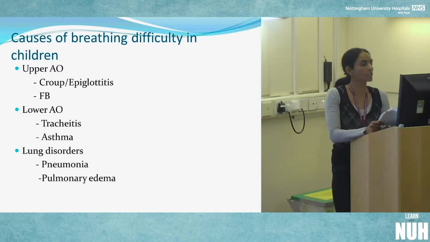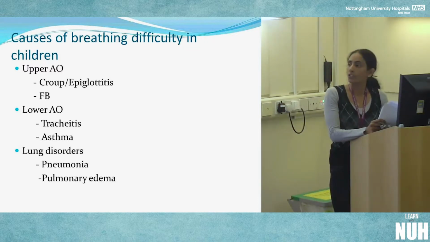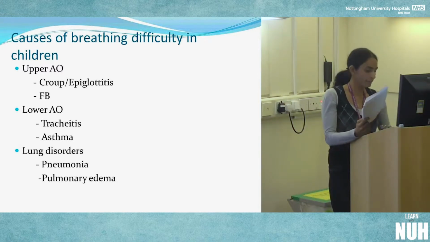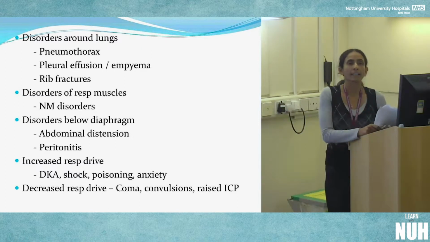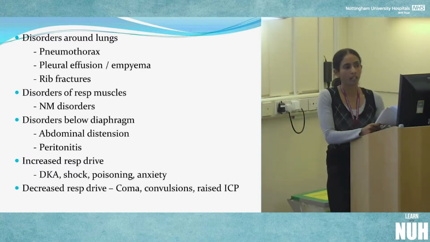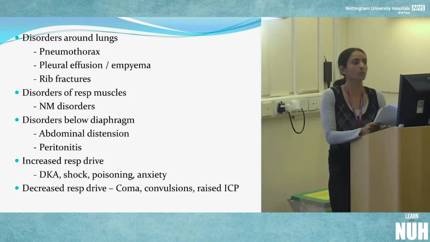upper airway obstruction usually is due to infections or foreign bodies, which is relatively common in children. Again, infections in lower airway obstructions, asthma as well, disorders of the lung itself, disorders around the lungs. So pneumothorax is not that uncommon in children, and because they have a very compliant chest wall, they compensate really well, and the signs of pneumothorax that you would have picked up in an adult sometimes is masked till the later stages.